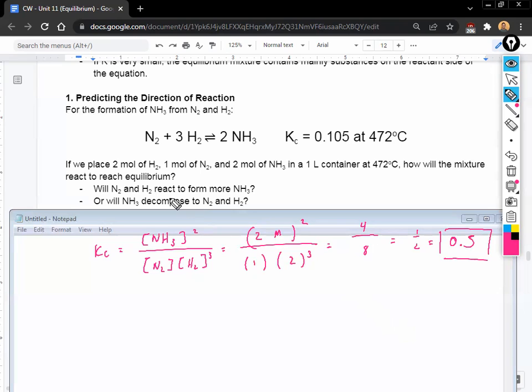Okay, so let's answer these questions right here. Will N2 and H2 react to form more NH3? Basically, are we going to go towards the products? Yes or no? No, we are not going to go towards the products. And the reason why is because the Kc is less than 1. If it's less than 1, which direction does it go? To the reactants. Okay, and so will NH3 decompose to N2 and H2? Yes. Okay, so that's one of the implications of the equilibrium constant.